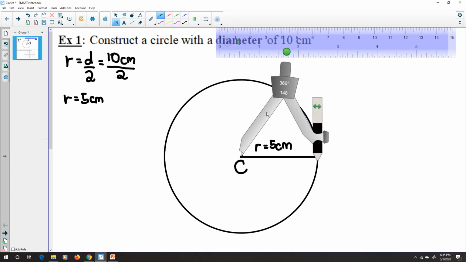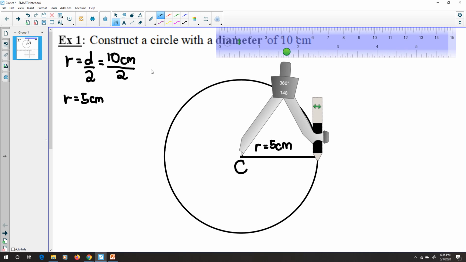Now, obviously, I'm going to get a perfect circle because I used a computer program to do it. When you do it, if you have the compass set well, you should be able to get a pretty good circle. However, if you find that as you rotate the compass, the radius of the circle starts to get bigger, that's because the arms are starting to spread apart.